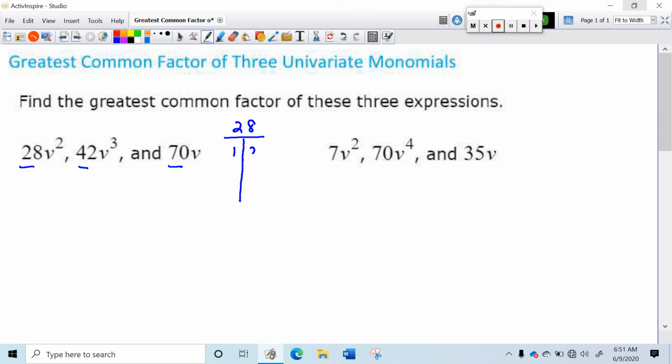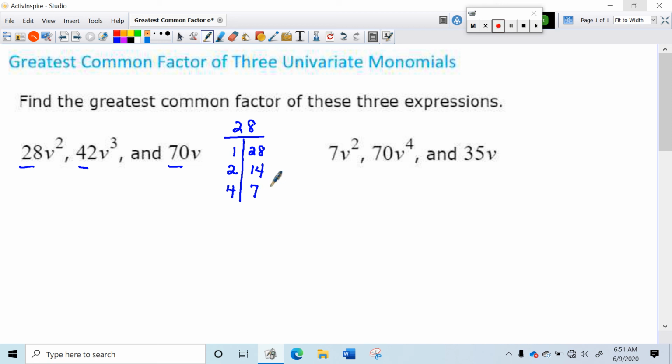28 divided by 1 is 28. 28 divided by 2 is 14. 28 divided by 3 does not work. 28 divided by 4 is 7. 28 divided by 5 doesn't work. 28 divided by 6 does not work. And you've already got 28 divided by 7. So once you start repeating yourself, you're done with the table.